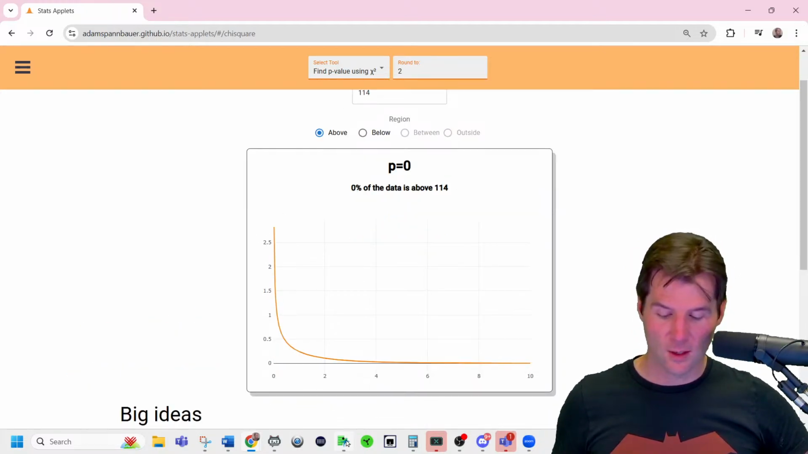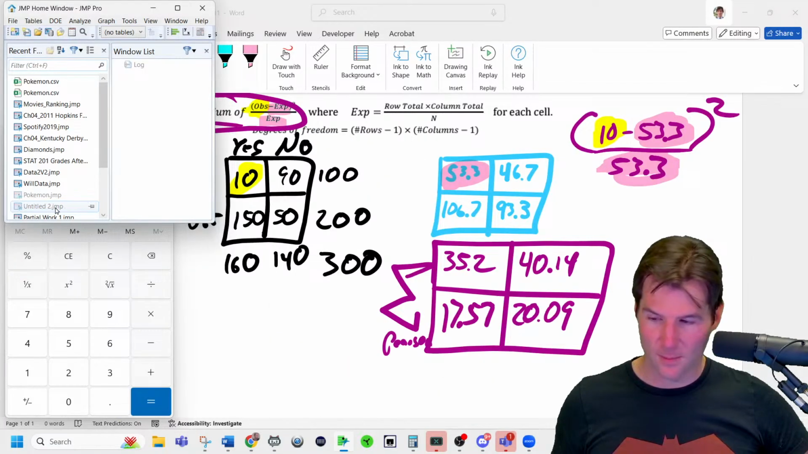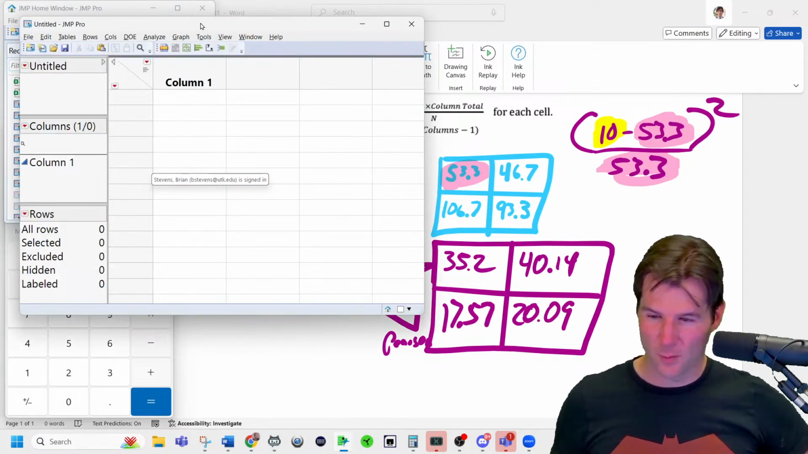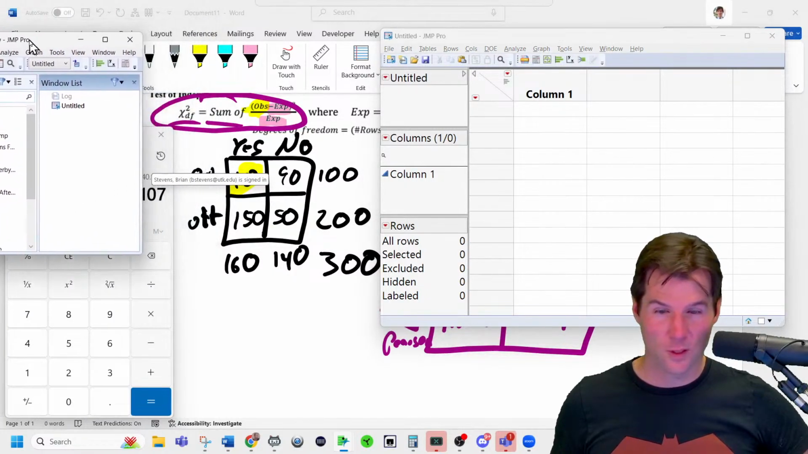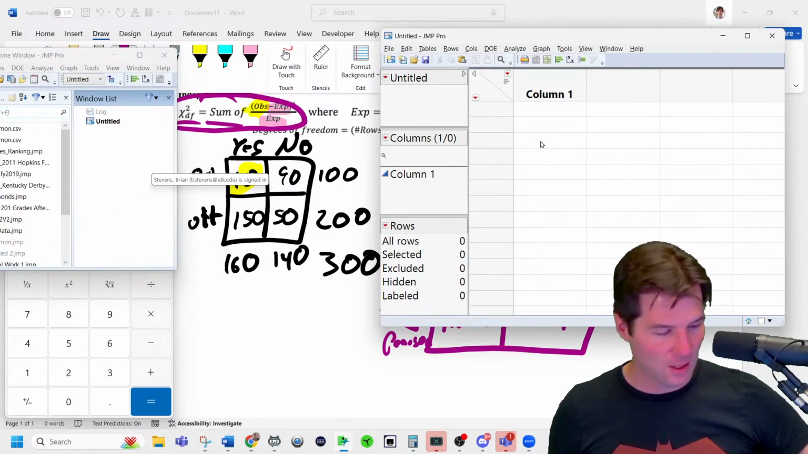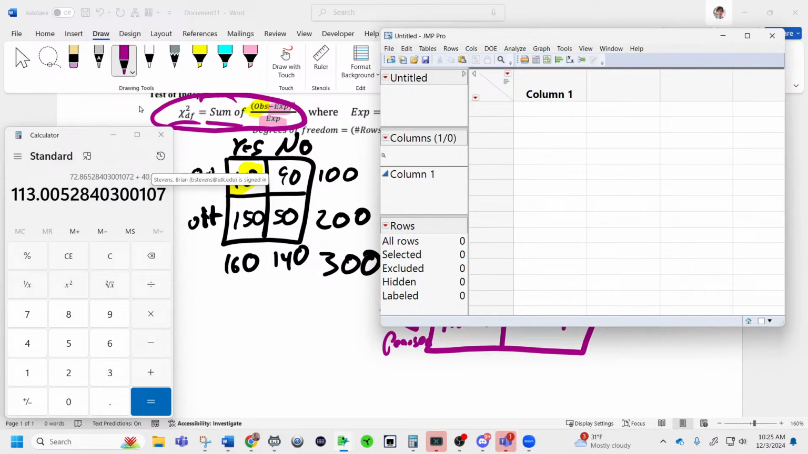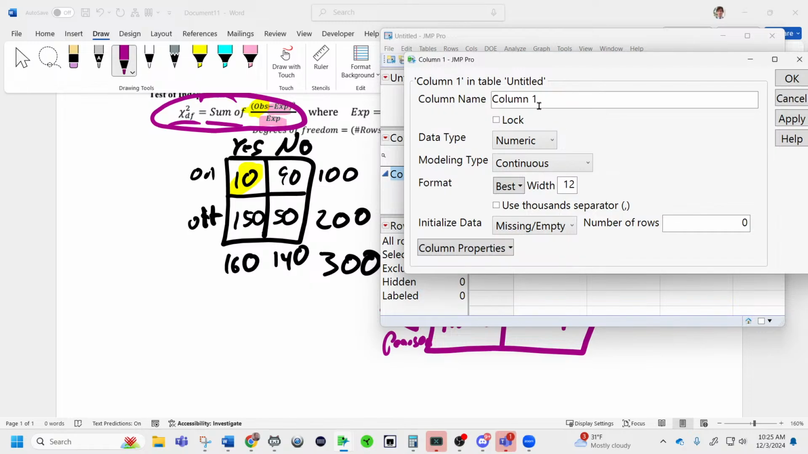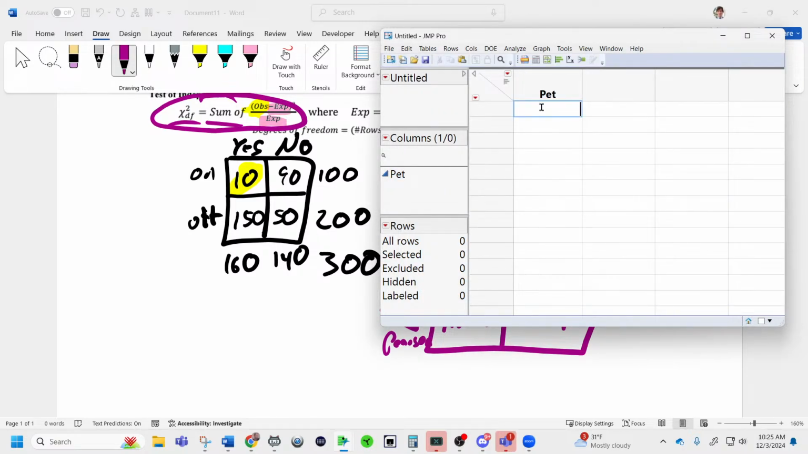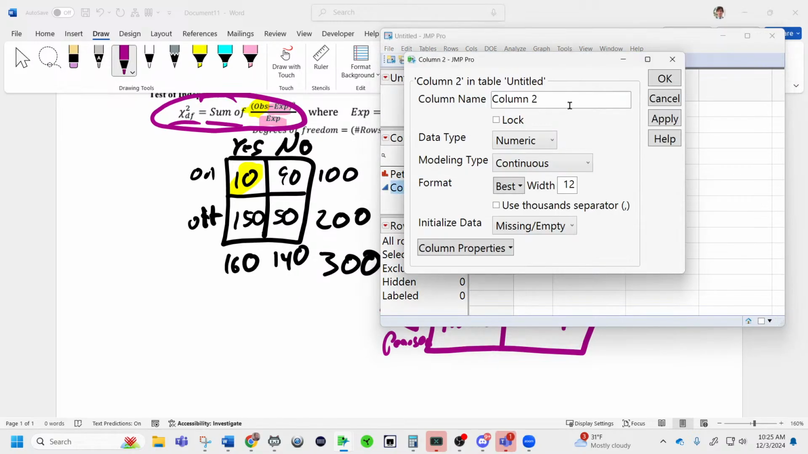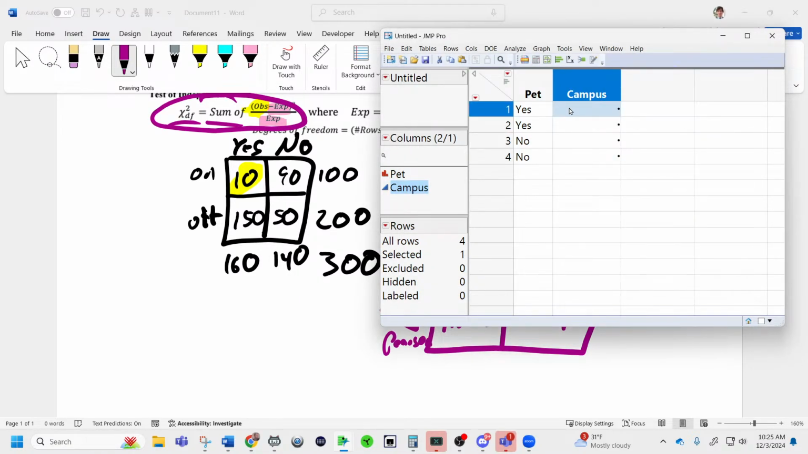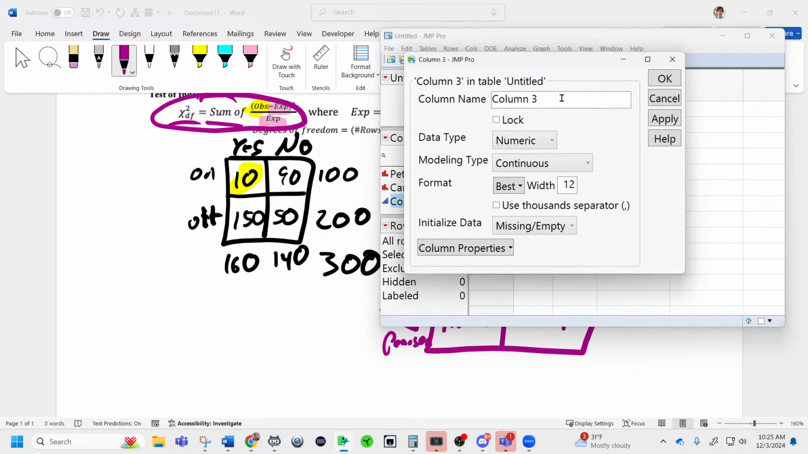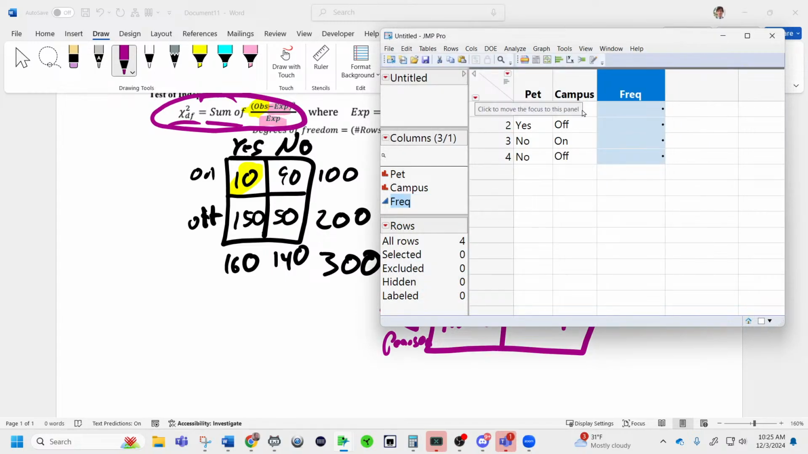And with this right here, let's look at how this looks if we looked at the real data. So remember, here is if people own pets, yes or no. So we're going to go look at the real data right here and look at it in JMP. It's going to be easier to do that. So let's bring up data in JMP. And we would go here and we'd have pet. And we'd have yes, yes, no, no. And then we have campus. We have on, off, on, off. And then we have the frequency.